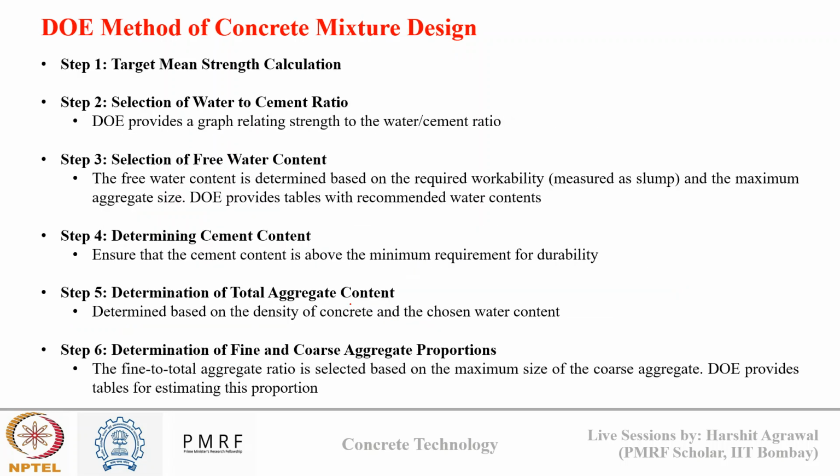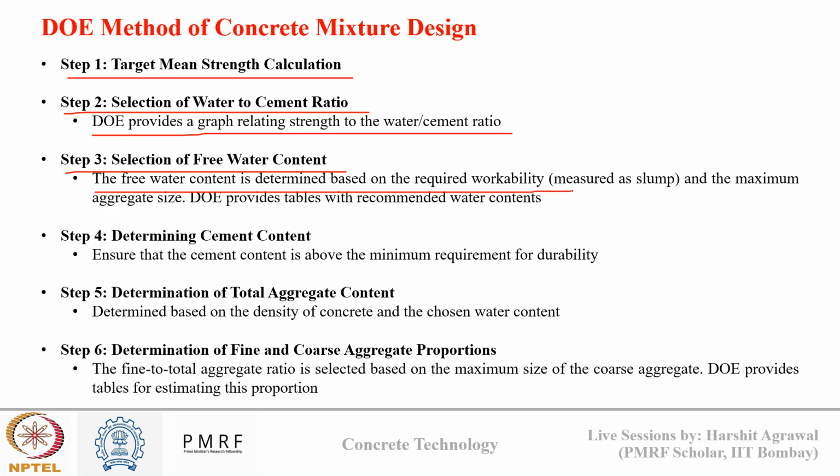So in this slide, I have summarized the entire step procedure for DOE method. Like always, step one is the target mean strength calculation. Then step two is the selection of water to cement ratio. For this DOE provides a graph relating strength to W by C ratio. Then step three is selection of free water content. Free water content is determined based on the required workability and maximum aggregate size, for which again DOE provides tables for recommended water content.